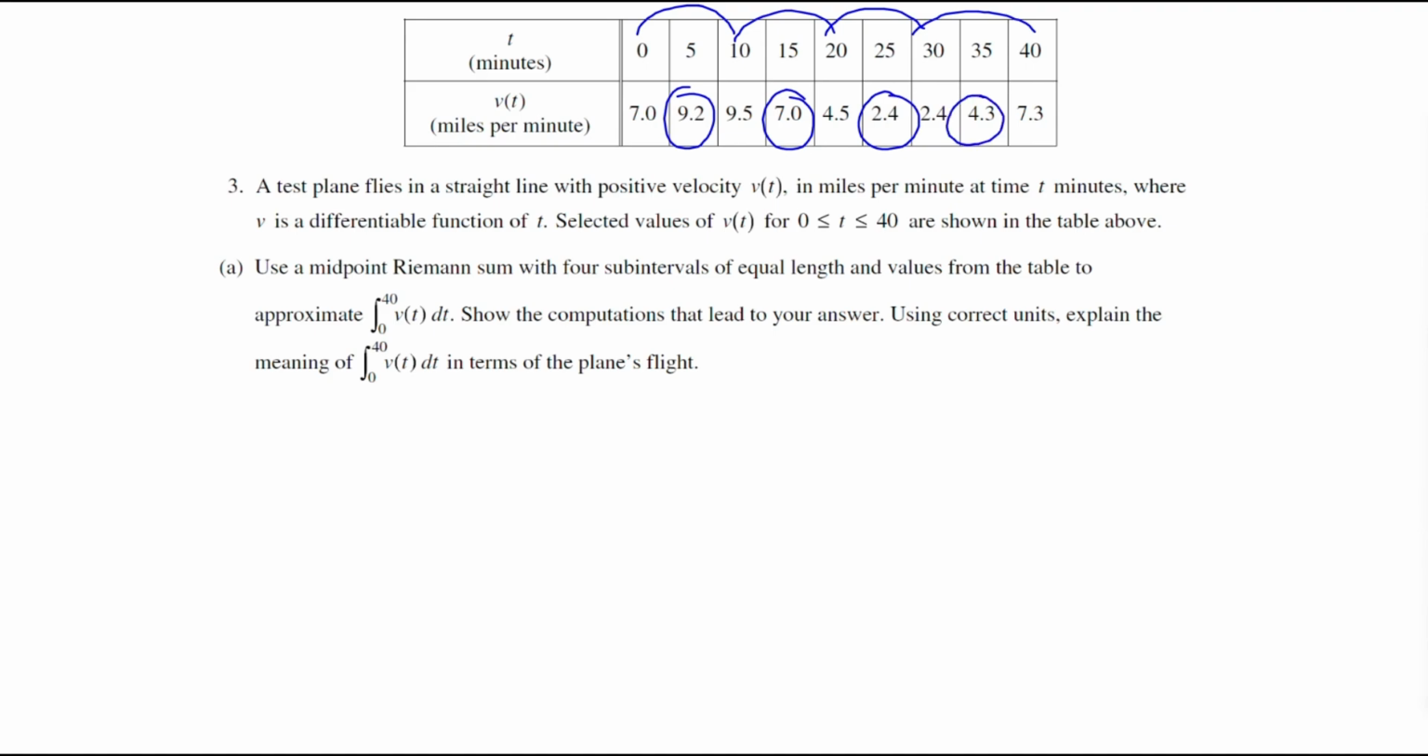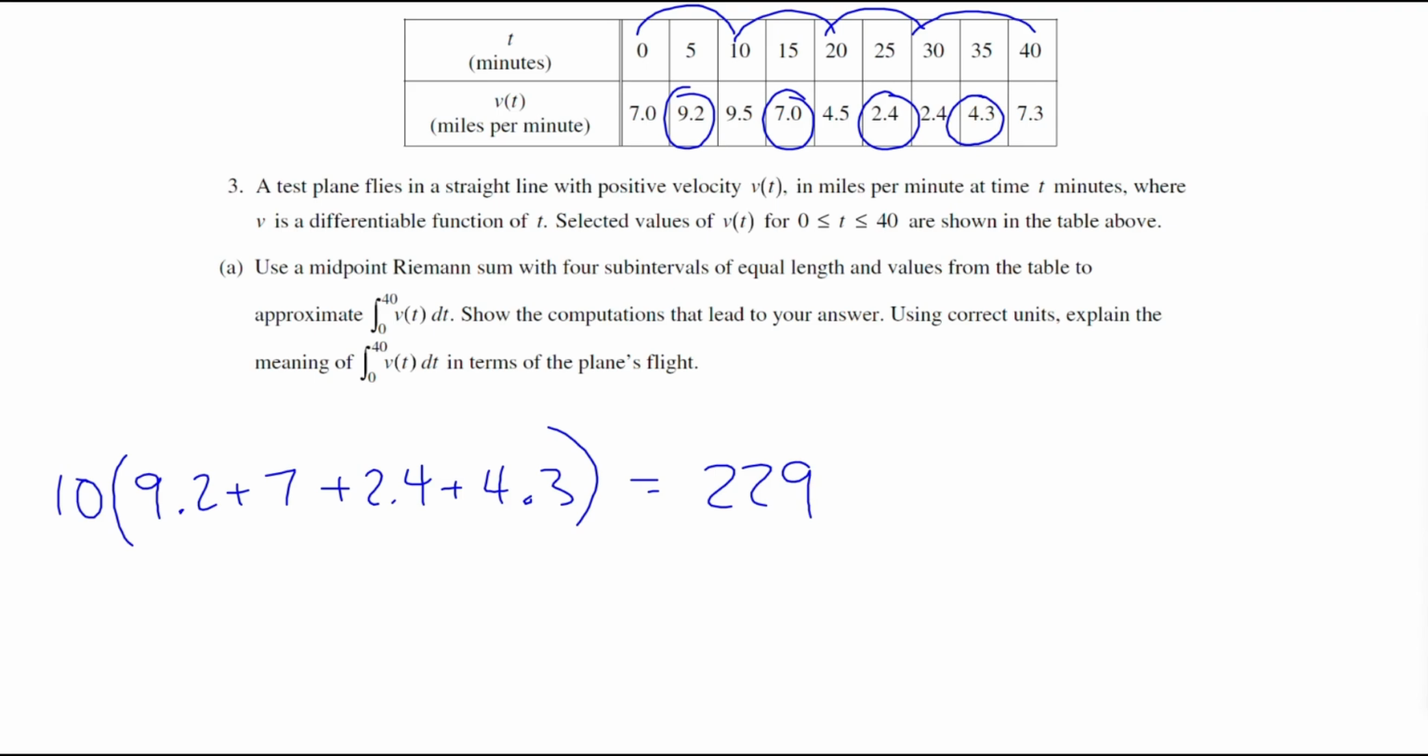Of course, each of those are equal length, so we can just do 10 times all of them added together. Right, so that'll be 10 times 9.2 plus 7 plus 2.4 plus 4.3. And if you add all that together, you got 16.2 from the first two, and then 18.6, and then 22.9 multiplied by 10 gives you 229. And it asks us, with correct units, what's the meaning of this?